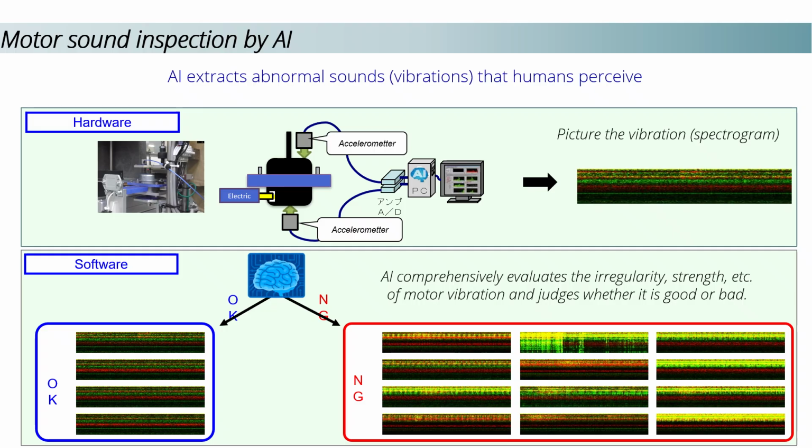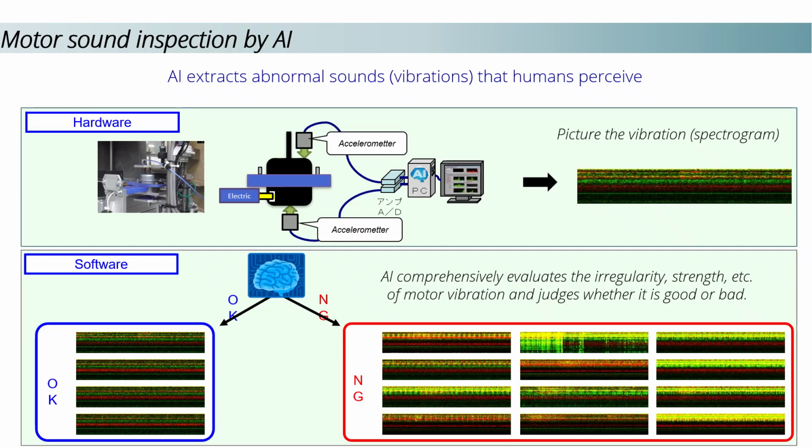Let's begin with the hardware section. Accelerometers are attached to the device to measure vibration generated during operation. These vibration signals are then passed through an amplifier and an A/D converter, and finally sent to a computer.